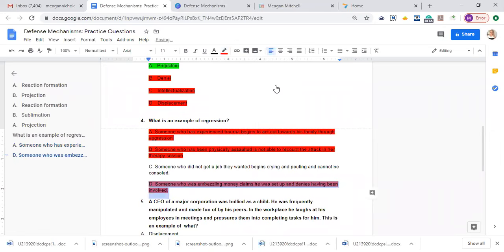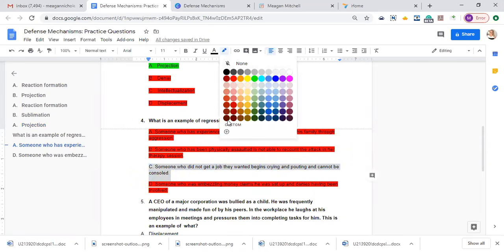Someone who did not get a job they wanted begins crying and pouting and cannot be consoled. They're really reverting back to that. That would be a very common response for maybe a child who did not get something they wanted, but maybe not a defense mechanism for an adult to cope. So C is the correct answer.